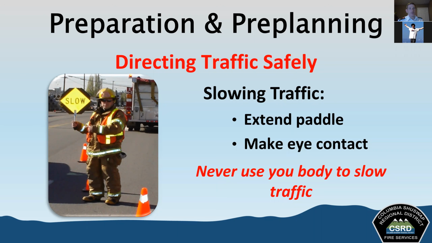All right. So the steps for slowing traffic we've got on the screen here. One is to extend the traffic control paddle out towards the lane of the oncoming traffic, and wave traffic forward with the other hand to prevent it from coming to a full stop. So we're putting out the slow, and then we're going to wave them through, always making eye contact, right? Never ever using our body to slow traffic down, right? So put it out, maintain that eye contact with the driver, extend it far from your body, and do the wave through.